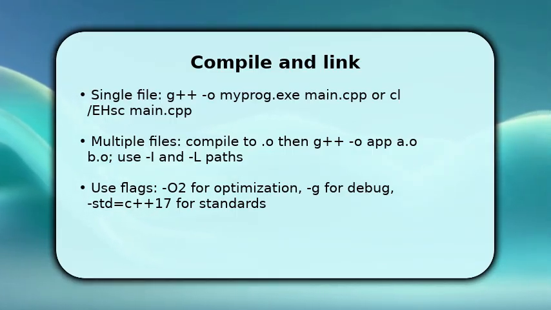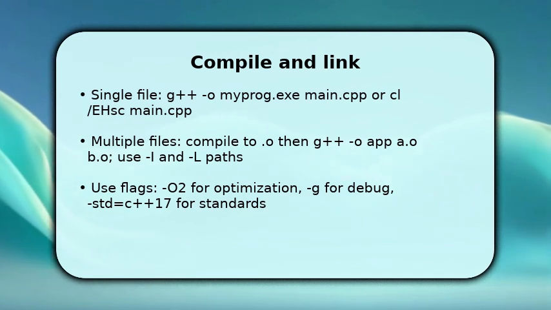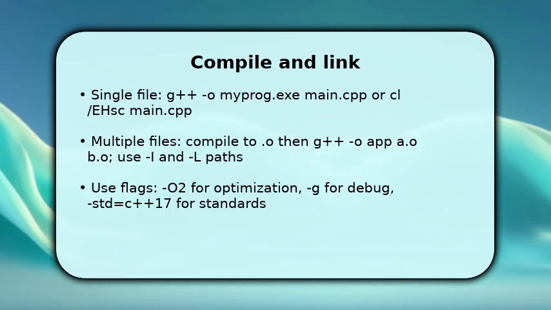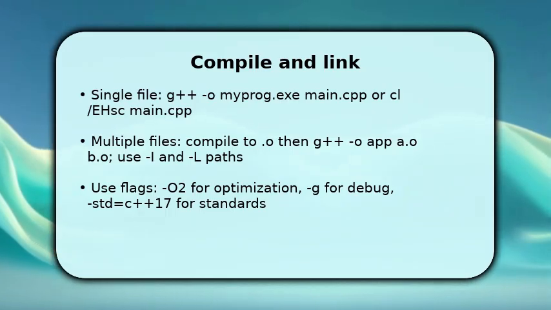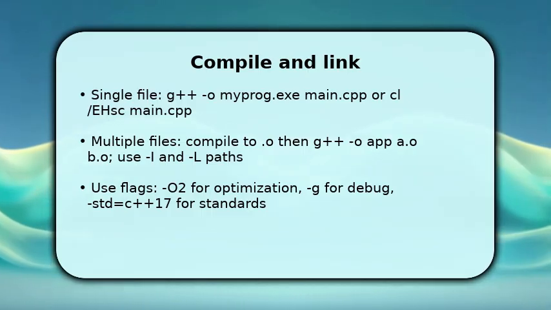Make sure include -I and library -L paths are correct when you reference headers or third-party libraries, and choose flags like -std=c++17, -O2 or -g depending on whether you want optimization or debugging symbols.